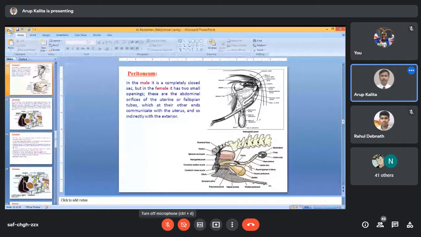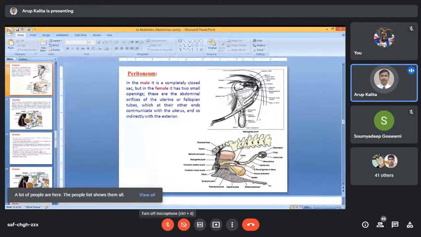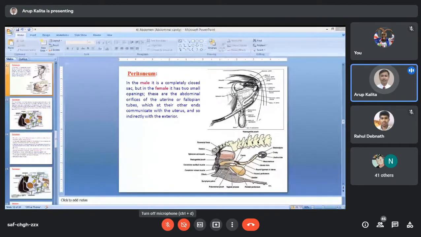There is an opening. So in an examination, somebody may ask you why the abdominal cavity is open in the female. You have to tell them, because of the openings of the fallopian tubes, which ultimately connect with the vulvar opening, and the vulvar opening is connected to the outer environment. That is why it is open in the female, but in the male it is a closed sac.